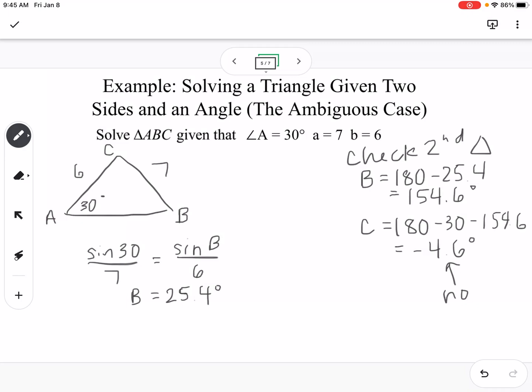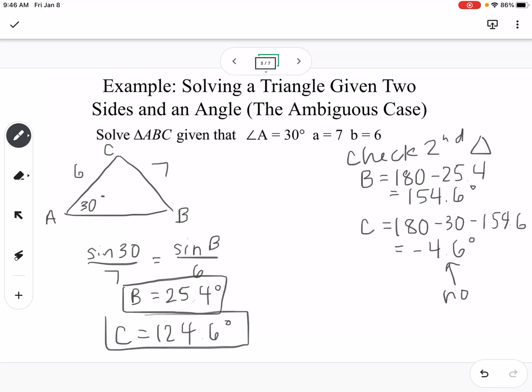So that's how you determine. It worked for us in the last problem. It didn't work here. So that means we only have one triangle we need to worry about, and then we continue to solve that one triangle. So we found that B is 25.4. We can do 180 minus 30 minus 25.4, and we get that C is 124.6 degrees. And then we can do law of sines, cross multiply and divide, and we would get that side C is 11.5.